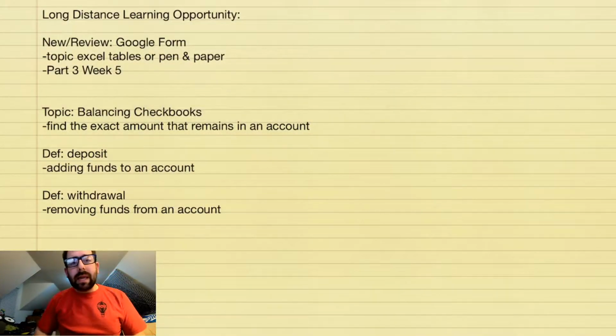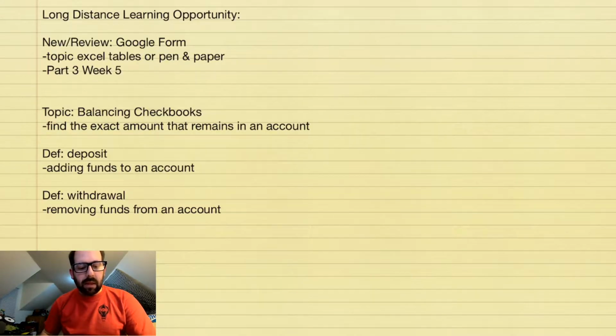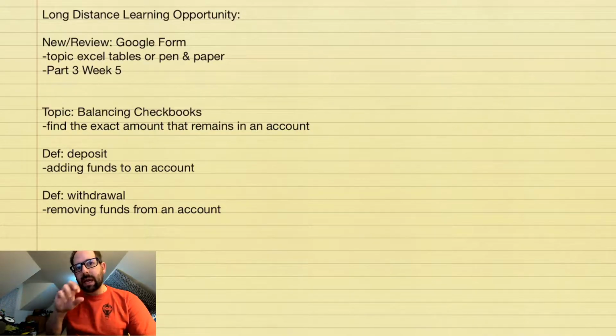Our topic today is the Google form answers. The Google form is the thing I submitted on Monday, your activity for the week. We were balancing checkbooks. Balancing a checkbook is finding the remaining amount in the account after you put in your deposits, the money you're adding to the account, and subtract the withdrawals, the money you're removing from the account, taking out, or spending.